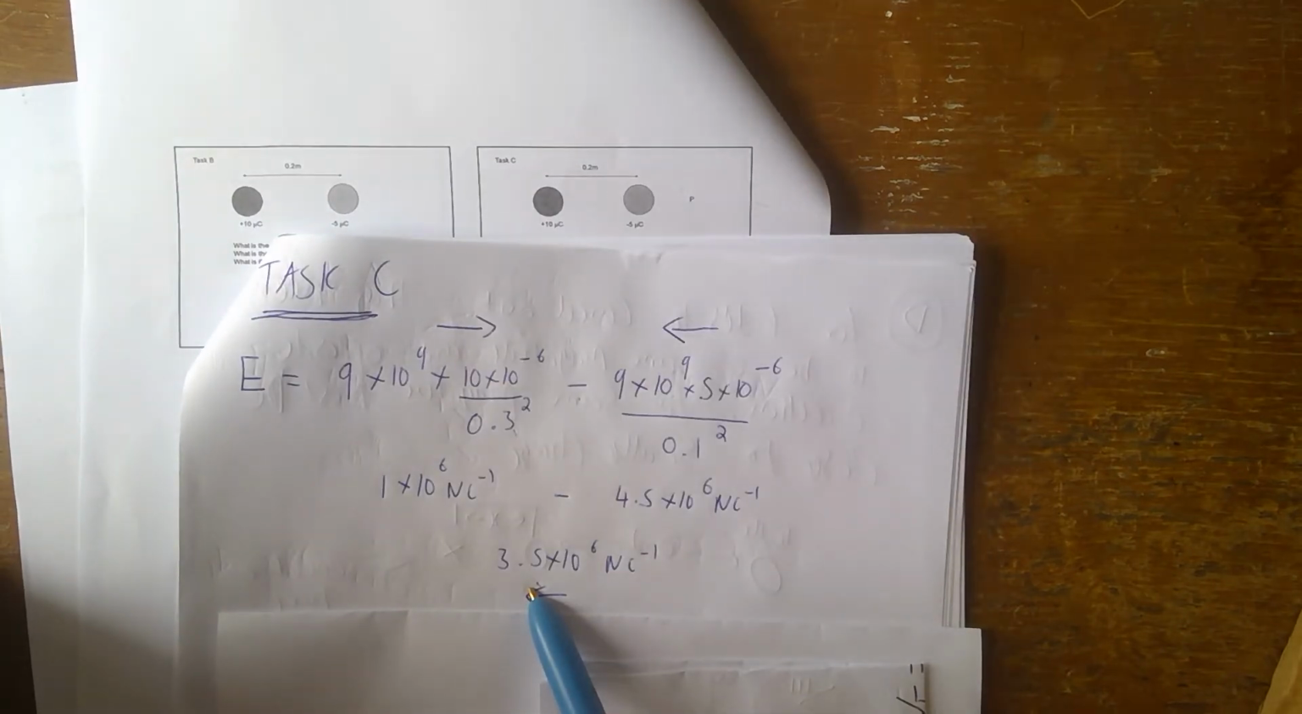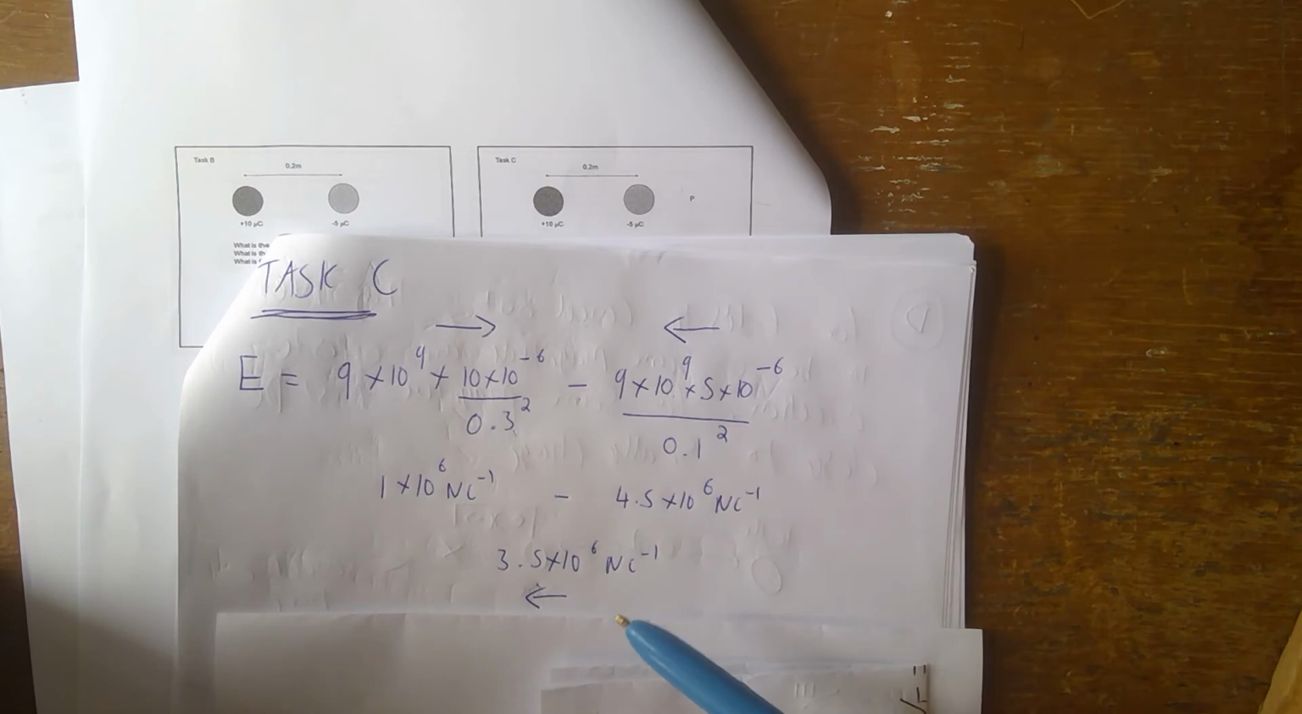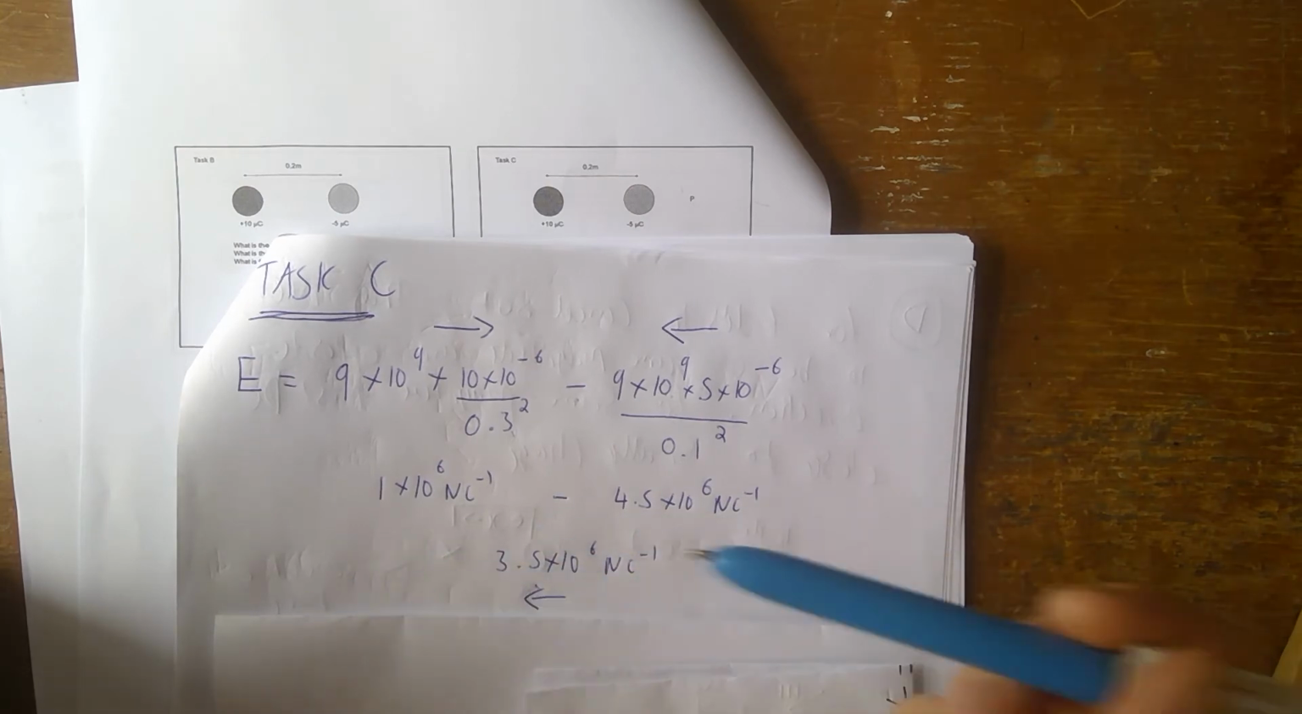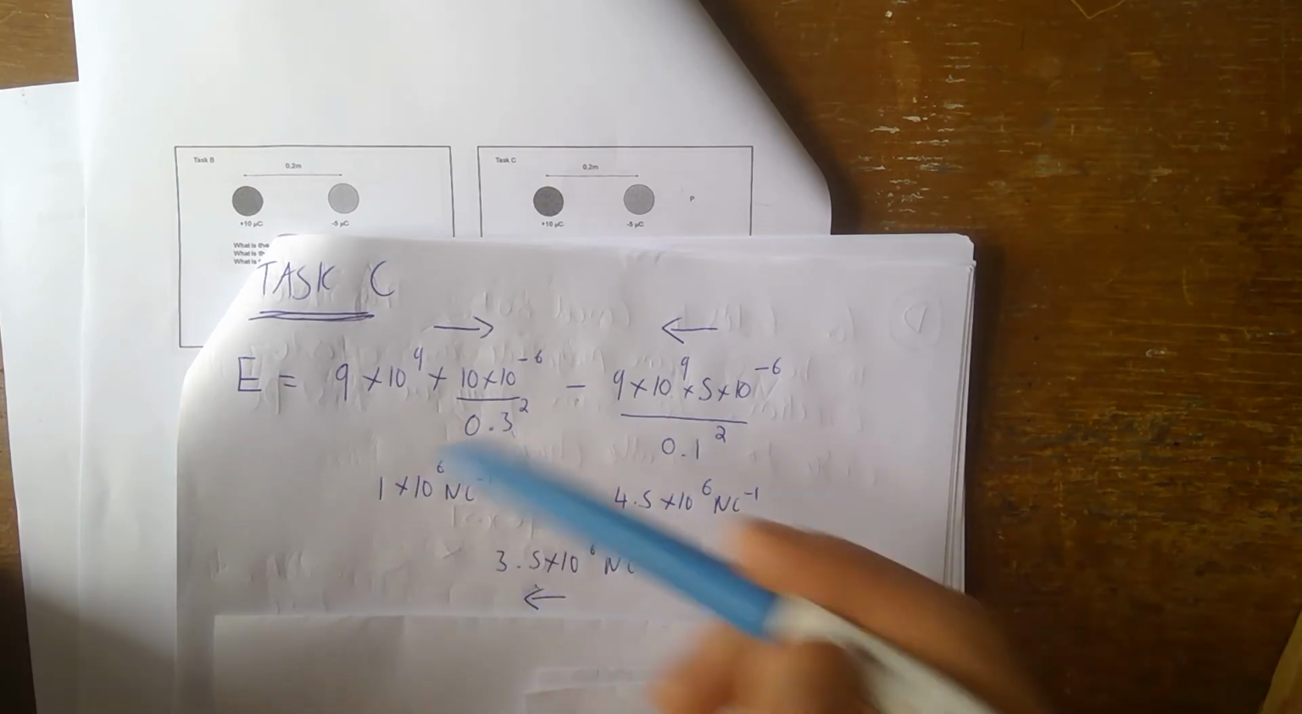Well, you might get minus 3.5 times 10 to the 6. I suppose I did, but I just said that means 3.5 times 10 to the 6 newtons per coulomb that way.